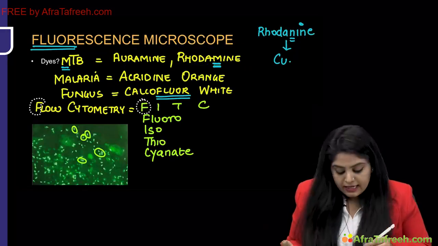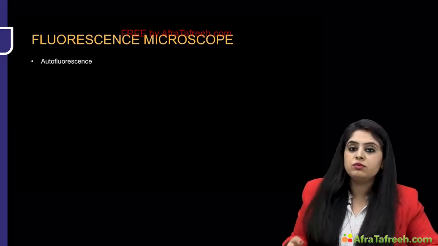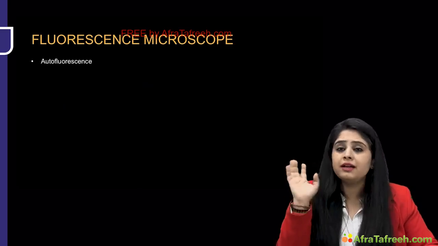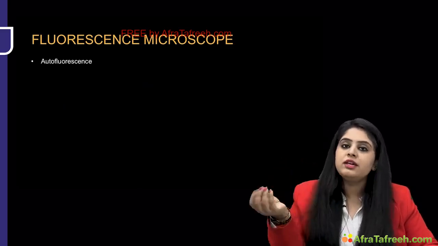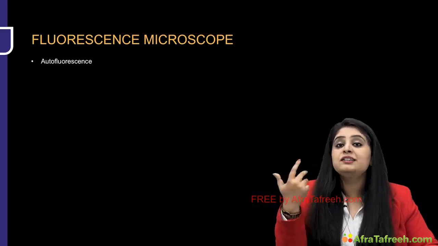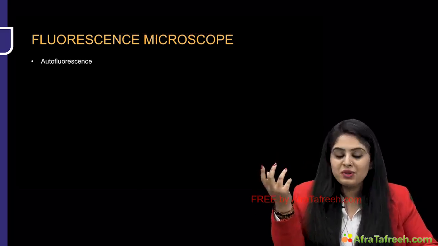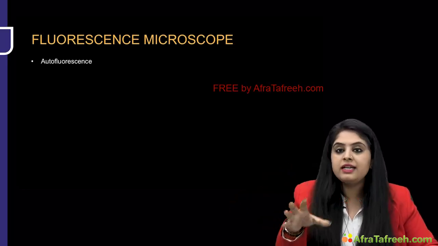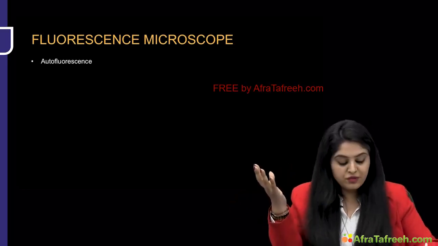Okay, so now before I end this, there is also something that you have to know. Without adding any dye, I have not added any auramine, rhodamine, acridine, nothing, something is shining on its own. So that is how you should be. You should have a light of your own. So these are the things which have a light of their own, and you don't need to add any colors. They will show you fluorescence on their own.